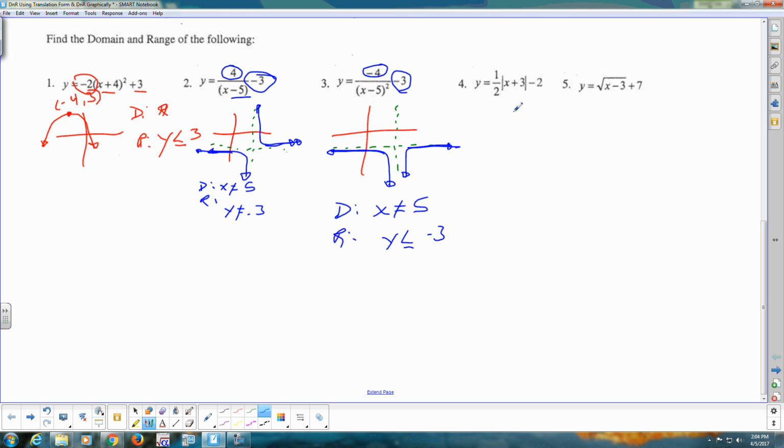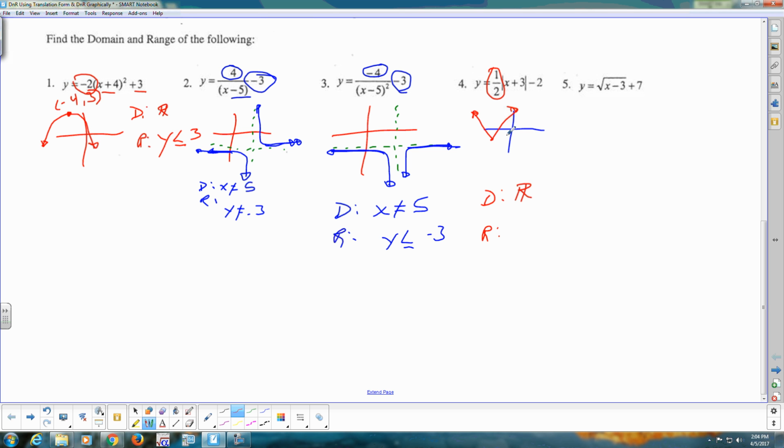The absolute value graph. It's starting at the coordinate -3, -2. -3, -2 is where it starts. The value of a is positive, so it's the upper version of the graph, the positive version of it. So your domain, can you go as far left as you want? Yes. As far right as you want? Absolutely. There are no gaps or asymptotes in between. So your domain is all real numbers.